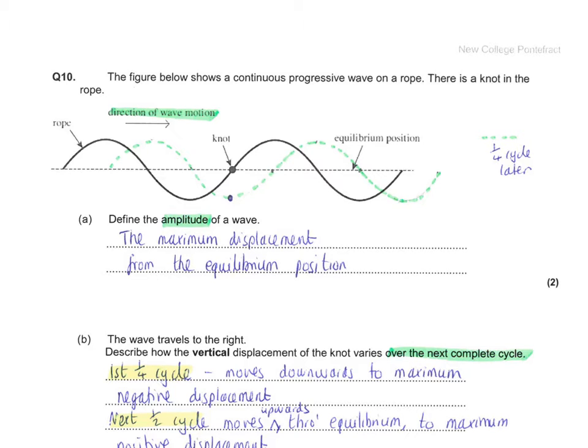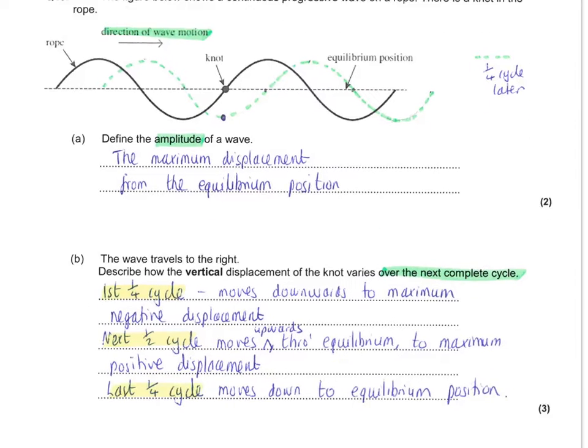So this is the Waves Homework Booklet question 10. We've got a figure showing a continuous progressive wave on a rope, and there's a knot in the rope. There's the knot. And the first question, straightforward definition, define the amplitude. The amplitude is the maximum displacement from the equilibrium position.